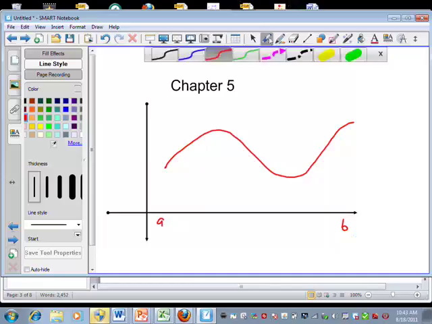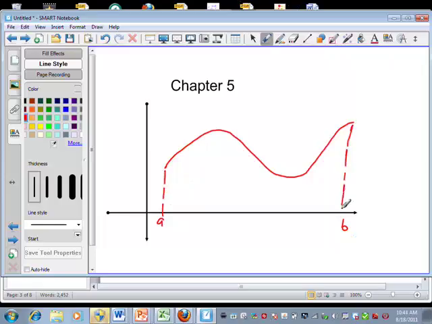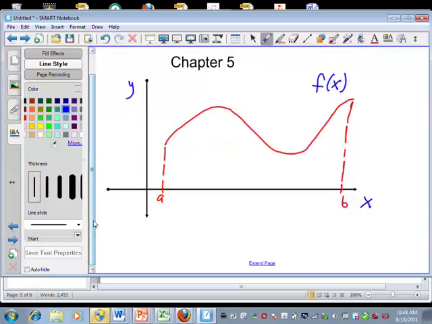Okay, so I want to find the area under this curve from A to B. And so I want to find this. How much is that? This is X, and this is Y. This is f of x. This is a difficult problem. So what do we do?